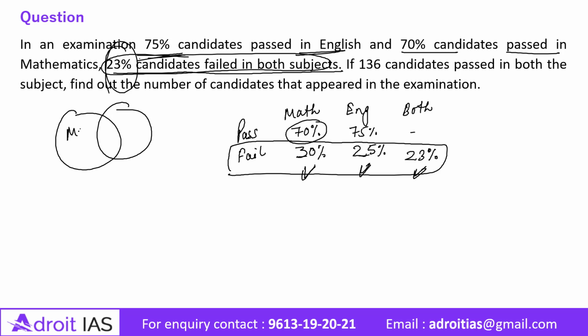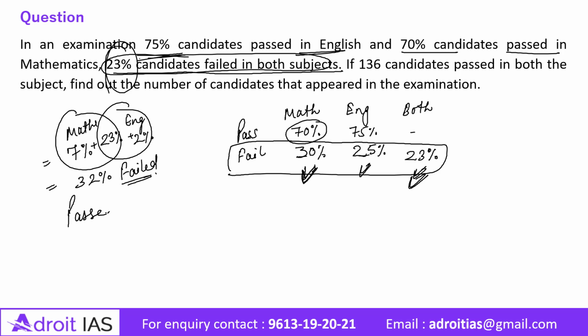So this is maths, this is English. 23% failed in both the subjects, so 23 over here. Now for maths, we should have 30%, so obviously 7% left. And for English, 2% left. Now just add them. So this is 32% candidates failed. Now passed in both is 100 minus 32, which is 68%.